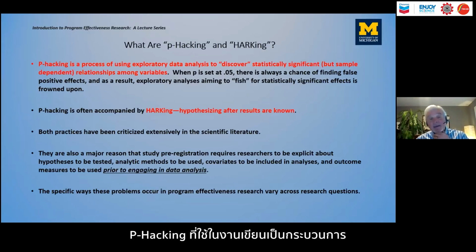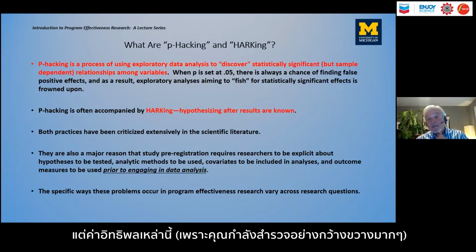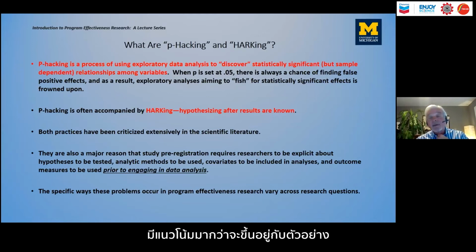P-hacking, as it's used in the literature, is a process of using exploratory data analyses to discover statistically significant effects in your data. But these effects, because you're exploring so extensively, are very likely to be sample dependent.